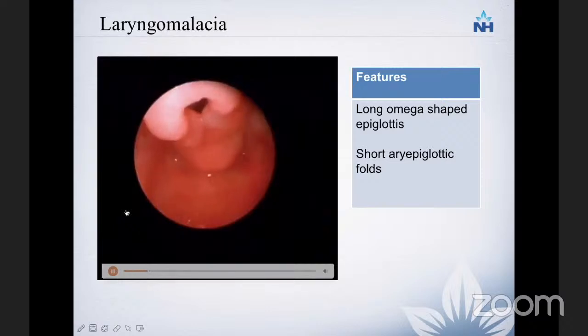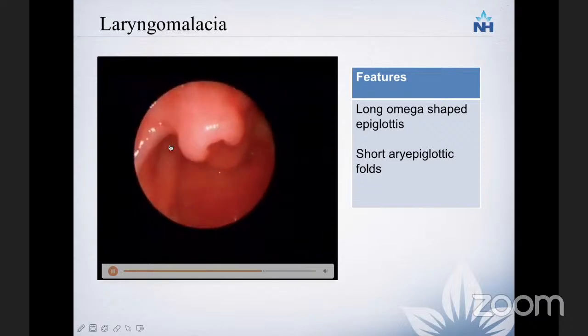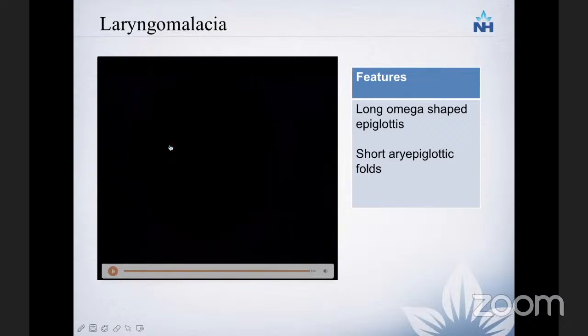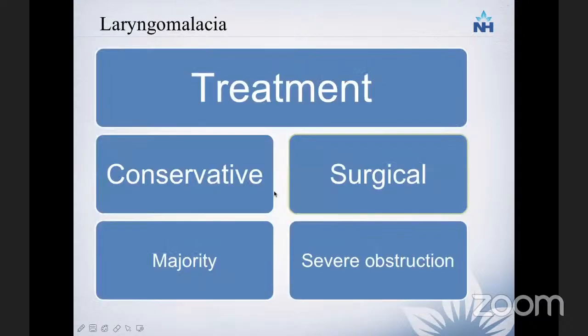So this is the omega-shaped epiglottis. You can see it is completely obstructing the airway. It is falling into the airway inlet, and closing the airway. So yeah, this is the main cause of stridor, as it is at the supraglottic level. On inspiration, the weak epiglottis is falling into the airway opening.